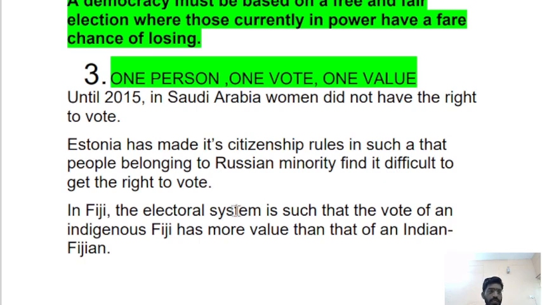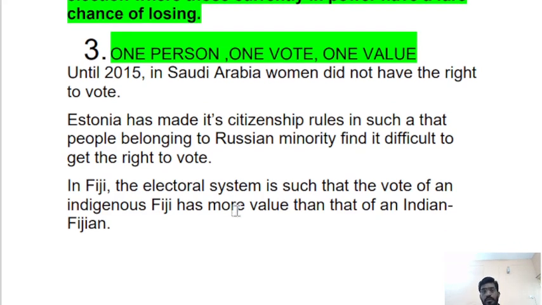In a democratic country, every person, even if he is a CM, a PM, a beggar, or a common person, must have the same vote value. But in some countries, some exception cases are there. In Saudi Arabia, women got the right to vote in the year 2015. Until 2015, they didn't have the right to vote.